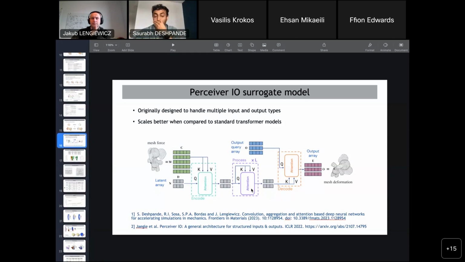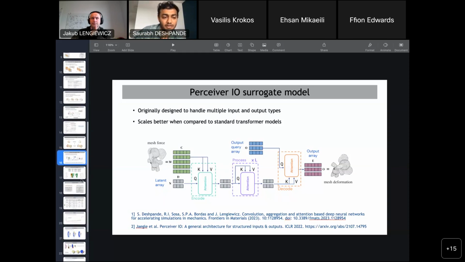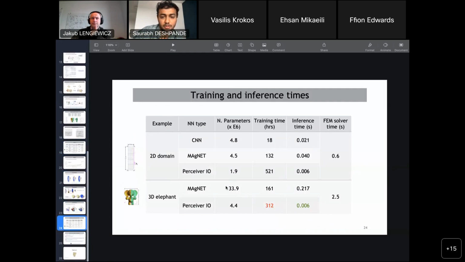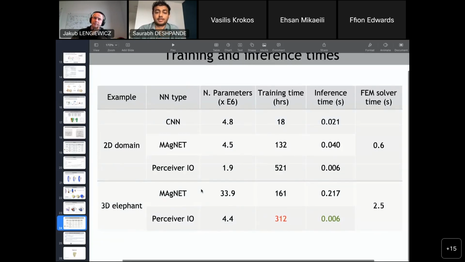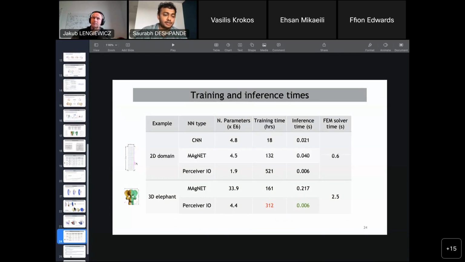Can you comment on the memory required to train the Perceiver IO? Memory is comparatively low. If you look at the number of parameters here, the number of parameters that we have used for the Perceiver is comparatively less when compared to Magnet and CNN. In particular, Magnet is quite memory hungry, the way we have implemented the network. Yeah, I'm familiar with this problem. I do face it every day.